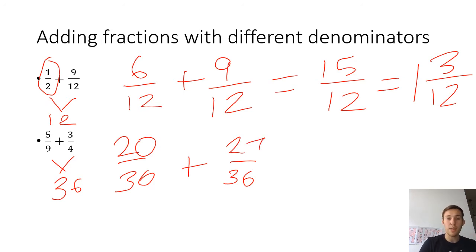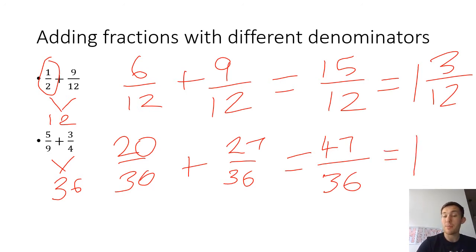Okay, then so I've got 20/36 add 27/36. And then that would be 47/36. Again, it's an improper fraction, so we can write a mixed number, so that would be the same as 1 whole and 11/36.